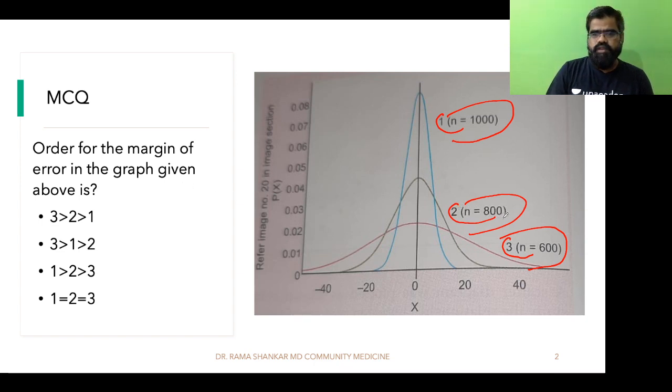As you increase the sample size, the standard error will come down. In the third graph the sample size is 600, the second has 800, and the first has 1000. The samples are increasing, so the error will be less in 1, then in 2, and then in 3. Maximum error will be seen in the third, then the second, and then the first. Going with the options given below, A, B, C, D, the error will be more in the third, then the second, then the first. So the standard error will be less in 1, and I will go with the answer A.